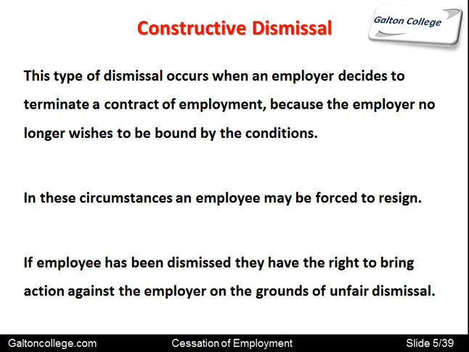If an employee has been dismissed, they have a right to bring action against the employer on the grounds of unfair dismissal. So depending on how the employee was forced to leave, they may be able to bring an action against the employer for unfair dismissal.